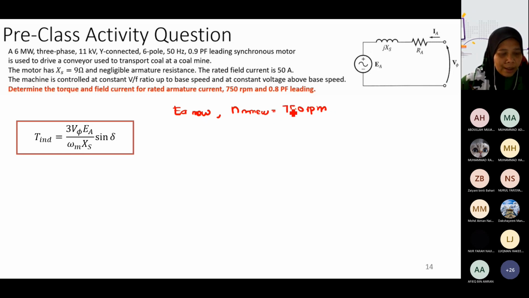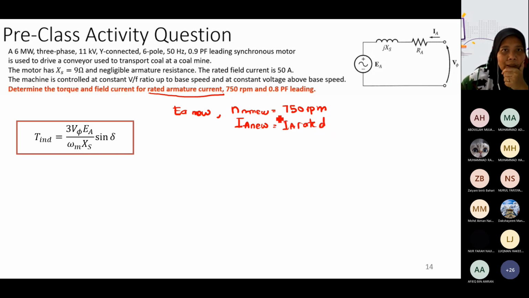What else do we have? What about IA? What does it say about IA? At rated armature current. So at EA new, IA new equal to IA rated. Okay. What is the new power factor? This is the old power factor, right? 0.8. So this is the new power factor. Power factor new 0.8 leading. Okay.